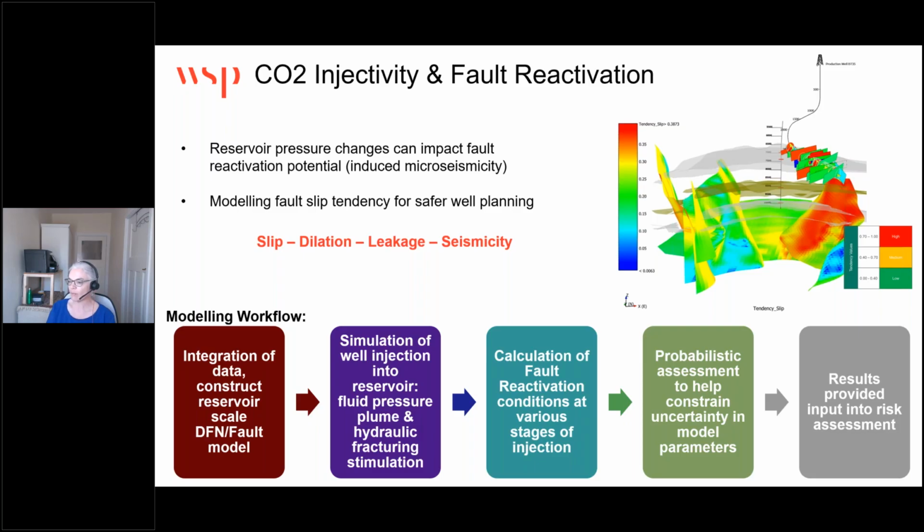So the DFN modeling workflow includes integration of data and construction of a reservoir scale DFN and fault model, simulation of well injection into the reservoir, which includes fluid pressure, plume, and hydraulic fracture simulation, calculation of fault reactivation conditions at various stages of injection, and the probabilistic assessment to help constrain uncertainties.